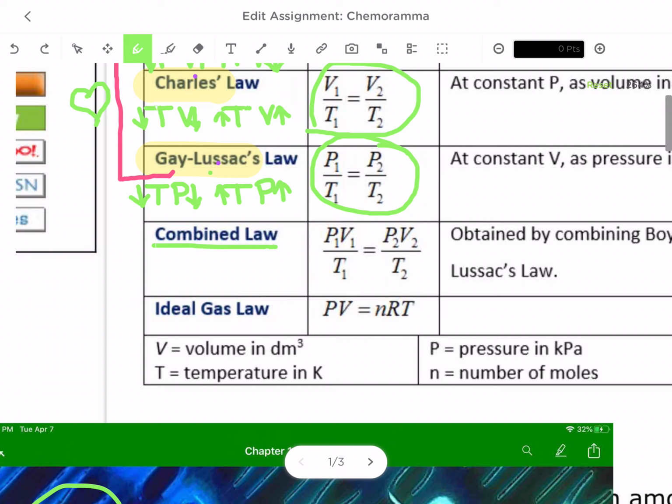Now, if you memorize the combined gas law, let's say we had a Boyle's law problem. In my head, I'm already saying it. I'm saying backwards Boyle was very poor.